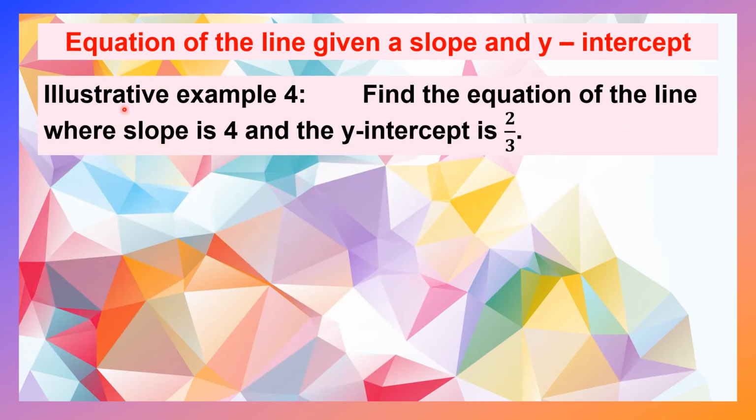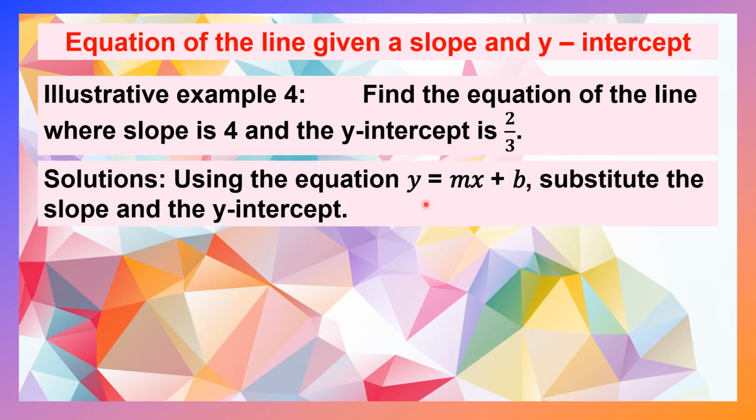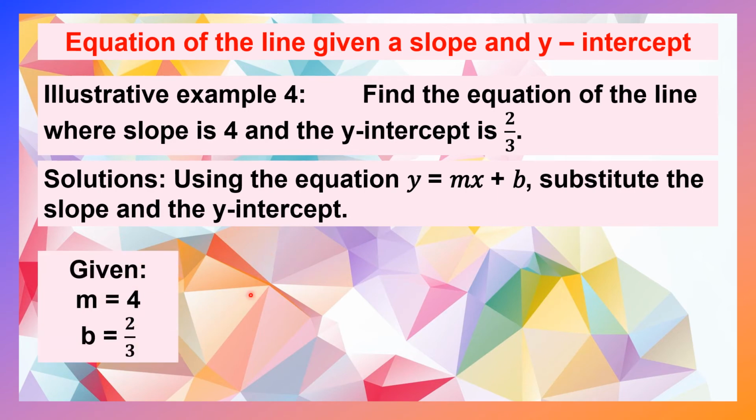So, let's have illustrative example number 4. Find the equation of the line where the slope is 4 and the y-intercept is 2/3. So, using the slope-intercept form, y equals mx plus b, just substitute the slope and the y-intercept. So, yung given natin ay slope is 4, so m equals 4, and yung y-intercept natin or b is 2/3.